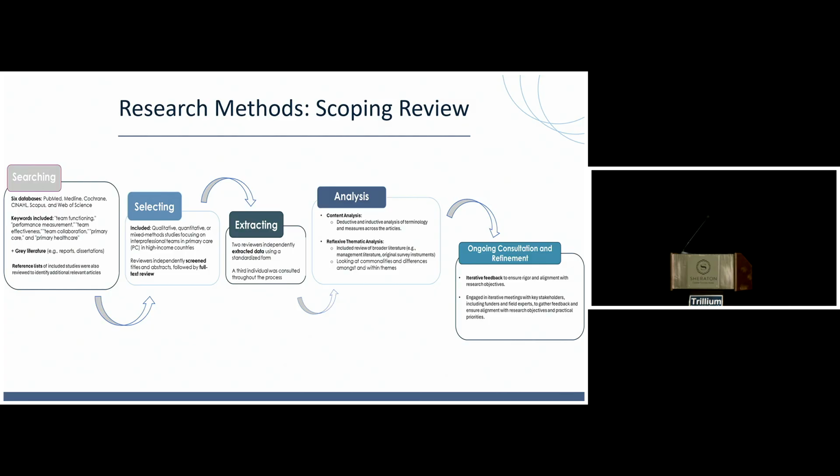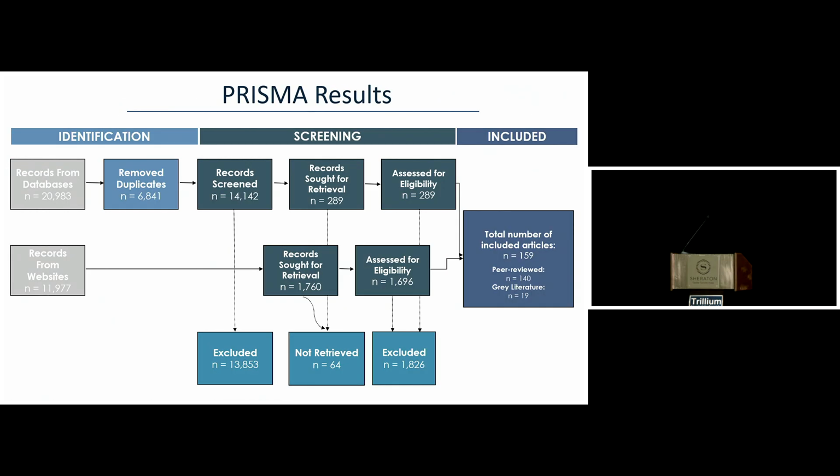We extracted all the data from it, and then we did 2 types of analysis. We did a content analysis, which was really about analyzing the definitions and conceptualizations of these terms. And then we did a thematic analysis as well to understand the nuances and differences in measurement. So these are our PRISMA results, and you can see from the numbers that we started with almost 18,000 articles, and then eventually ended up with 159 articles in total.